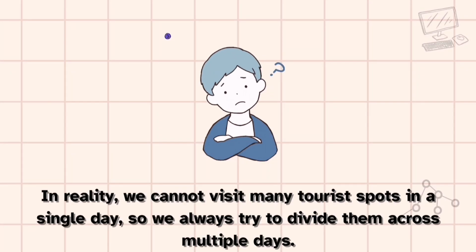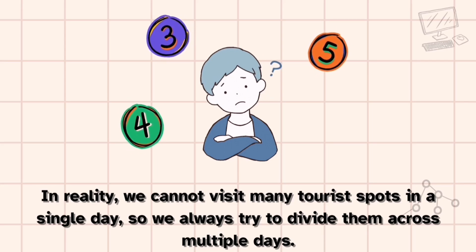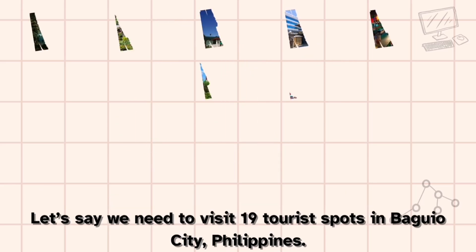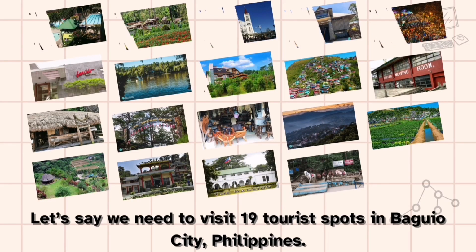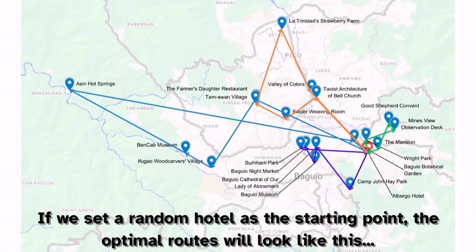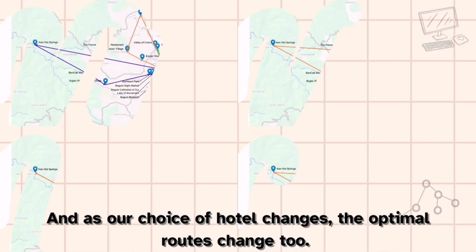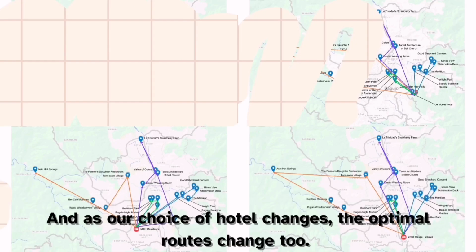In reality, we cannot visit many tourist spots in a single day, so we always try to divide them across multiple days. Let's say we need to visit 19 tourist spots in Baguio City, Philippines. If we set a random hotel as a starting point, the optimal routes will look like this. And as our choice of hotel changes, the optimal routes change too.